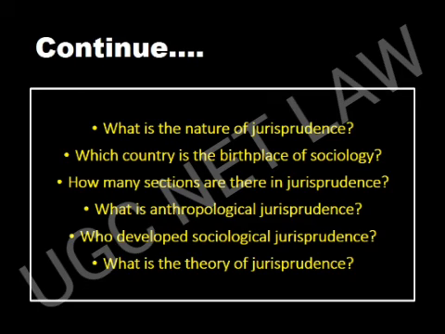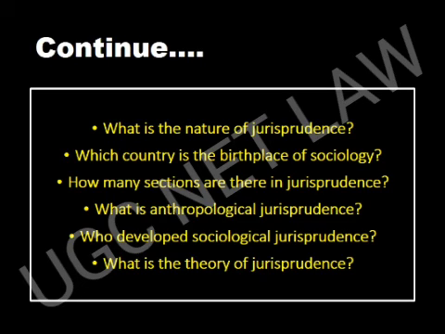How many sections are there in jurisprudence? Basically, you can call sections branches. There are only three branches in jurisprudence. Jurisprudence may be divided into three branches: analytical, sociological, and theoretical.